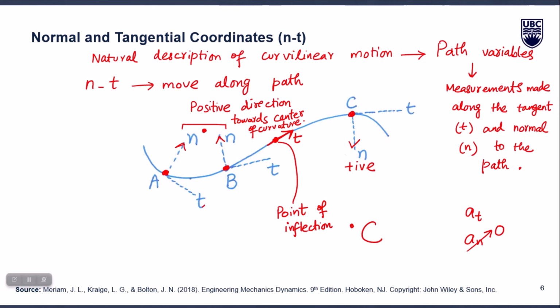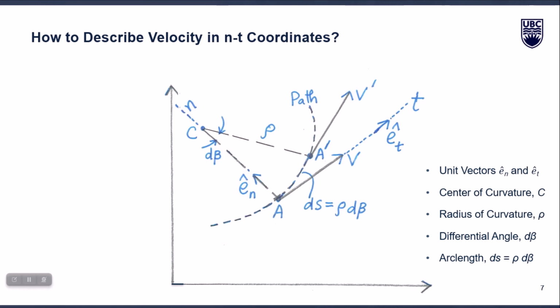So this was a quick introduction of the n-t coordinate system. They move along the path and they vary their direction all the time, right? And the positive direction of n will always be towards the center of curvature. Now after this introduction, let's describe velocity in terms of the n-t coordinate system, right? This is what we did for the xy coordinate system also.